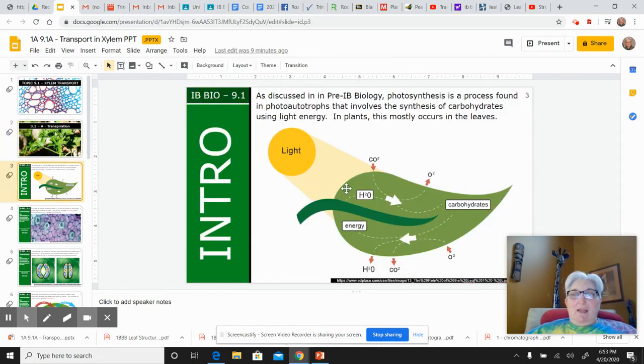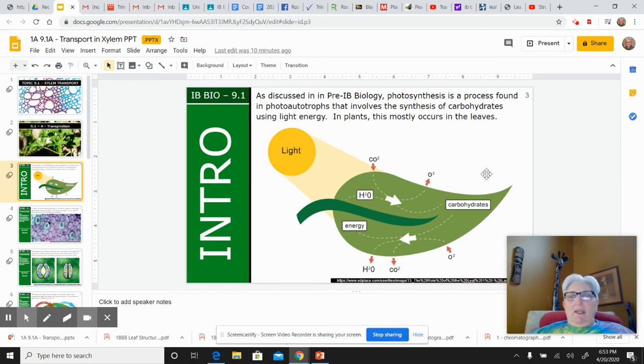So let's start by looking back at photosynthesis from pre-IB biology a couple of years ago. We know that green plants that have chlorophyll in them will use the energy from the sun, that light energy, in order to turn carbon dioxide and water into oxygen and energy. So we're going to look at exactly how that occurs within the plant.